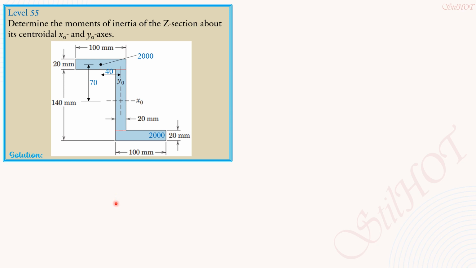So the moment of inertia with respect to XO is the moment of inertia of this rectangle with respect to the centroidal XO axis. Its centroid is also coincident with the XO axis, so it is just 20. The height is 120, remember, so 120 cubed over 12. Then plus 2 times the moment of inertia of this rectangle with respect to the centroid, 2 times quantity 100 times 20 cubed over 12 plus area 2000 times distance square, the distance between that axis there and this XO axis here, which is 70, quantity square.